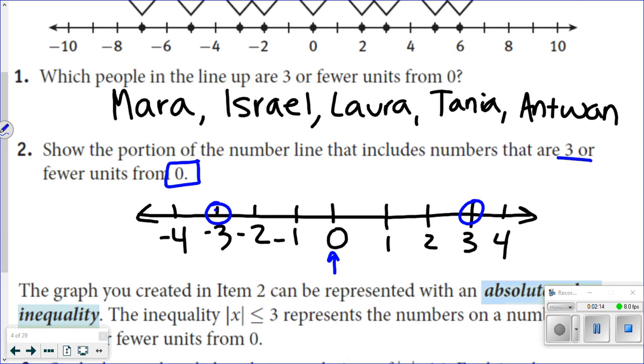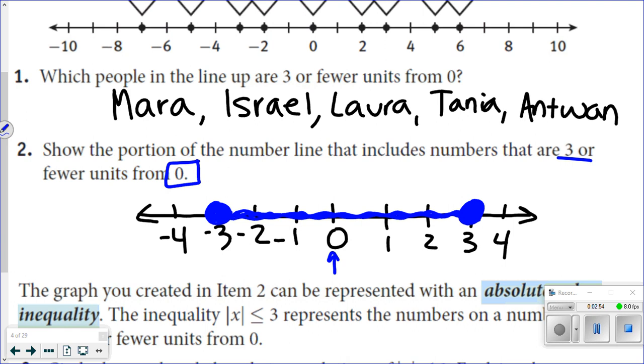And it says 3 or fewer. So 3 is included. 3 units away. So close your circles at 3 and -3. And then or fewer means that we're going to shade. Okay, so think about, where was Mara standing? What about Israel, Laura, and so on? They're standing along here from -2, -1, 0, 1, and 2. So we're shading in the middle.